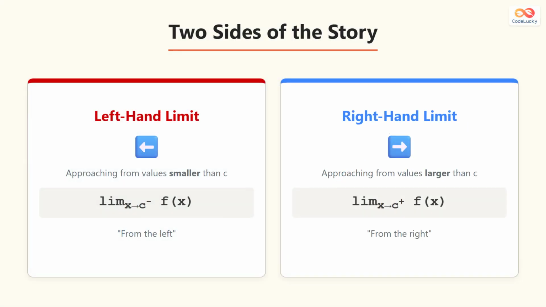To understand discontinuities, we must look at the limit from two directions. The left-hand limit looks at the behavior of the function as x approaches from values smaller than c. The right-hand limit looks at the behavior as x approaches from values larger than c.